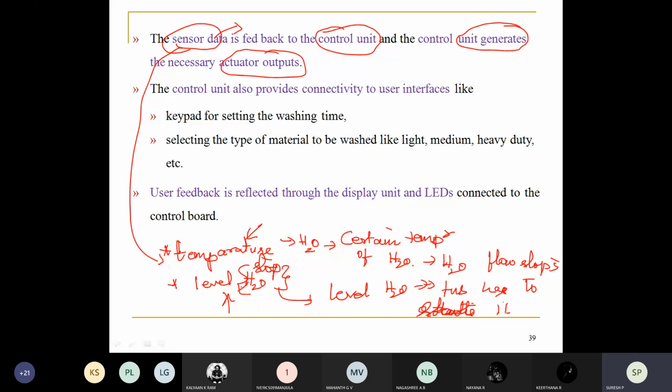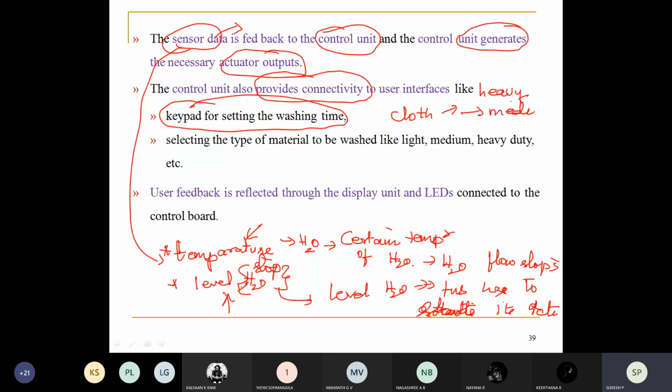To have this particular action done, the control unit also provides connectivity to user interfaces. What are the interfaces it is going to provide? A keypad for setting the washing time. It also takes what type of material you are going to wash: it may be heavy, that is more clothes, or medium weight clothes, or light. It will also show whether the cloth is cotton, wool or polyester. So depending upon the different types of clothes, you can select it.